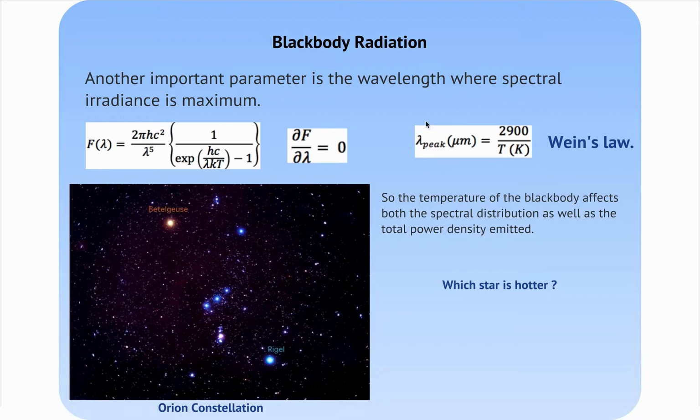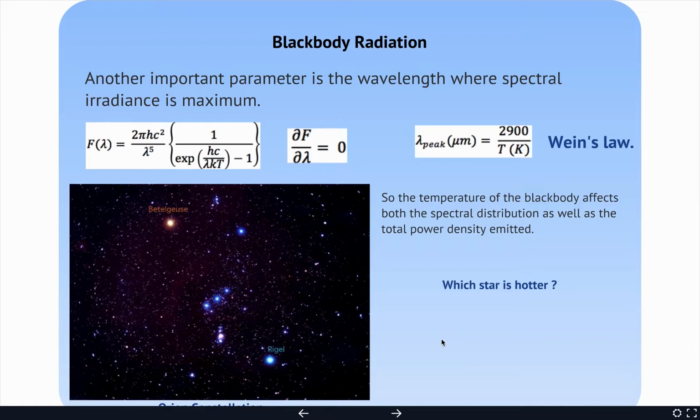Now this is a very, very important result with many, many applications, but let's look at a very simple application. So the conclusion for this law is that the temperature of the black body affects both the spectral distribution as well as the total power density emitted. So the temperature of the black body is very, very important. We'll come back to this again and again. Now let's just look at a very simple example.